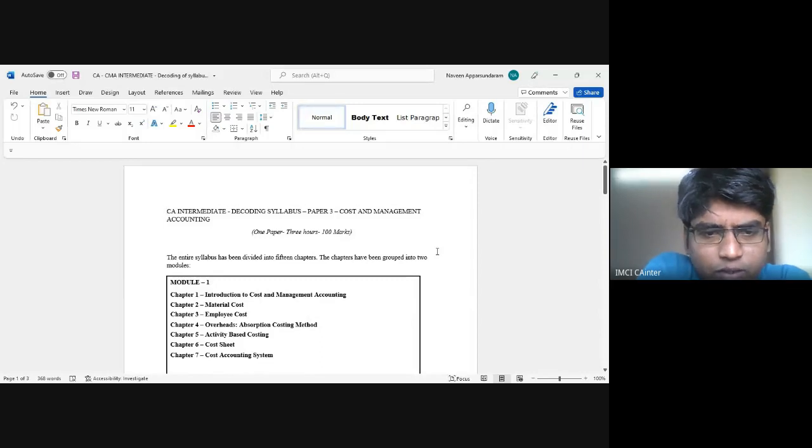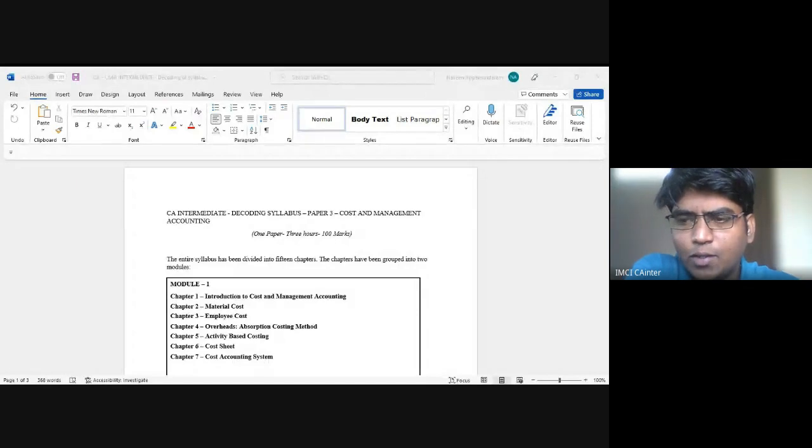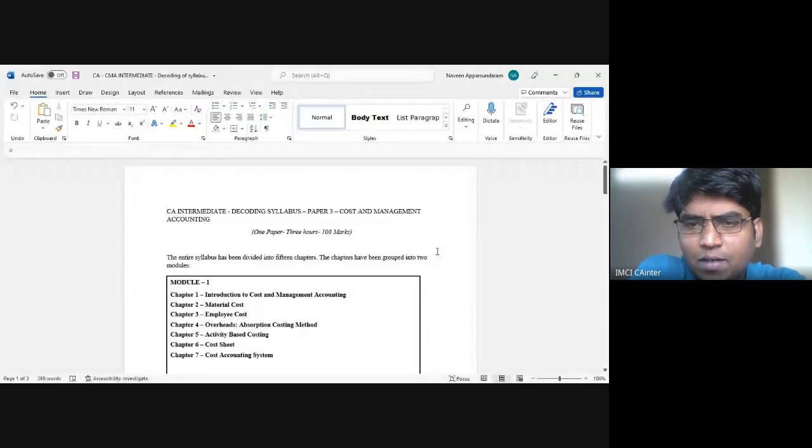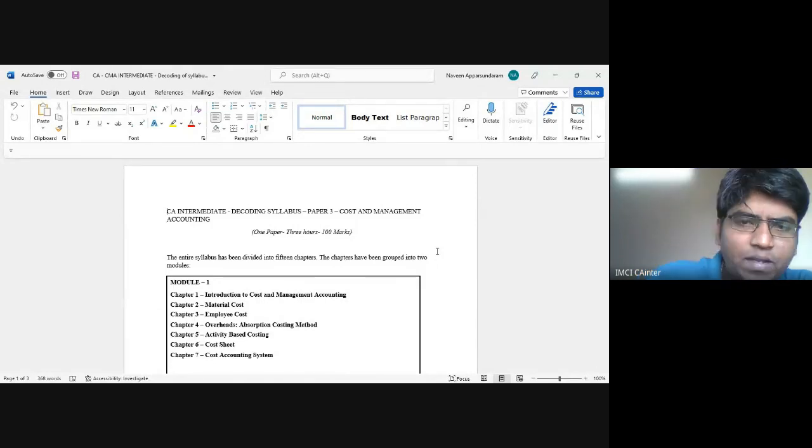We are decoding the syllabus. Let us try to understand what are all the topics under my purview, which is cost and management accounting for CA Intermediate. So paper 3, module 1. Please note it down.